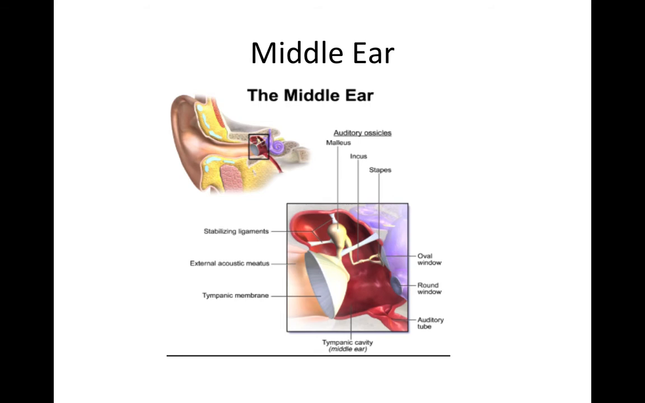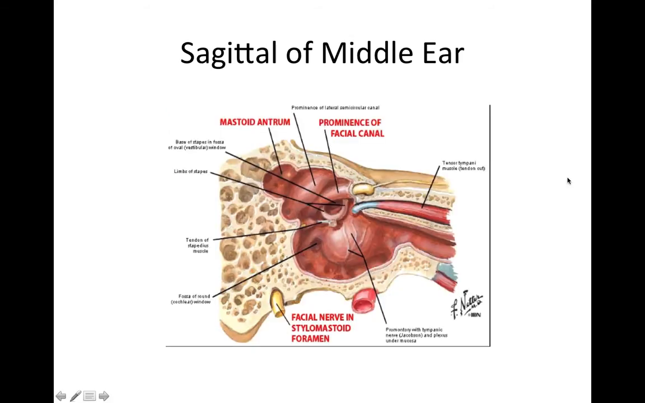Other types of infections that are discussed here as well, make sure that you review those and are familiar with them as well. If we go to the sagittal section of the middle ear, what you can see here is these mastoid air cells.